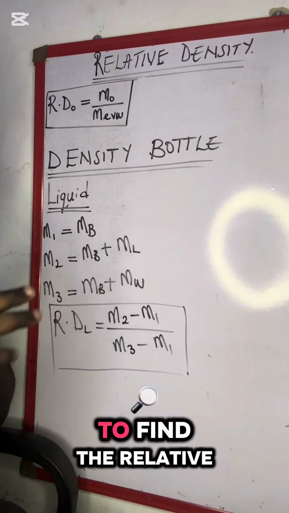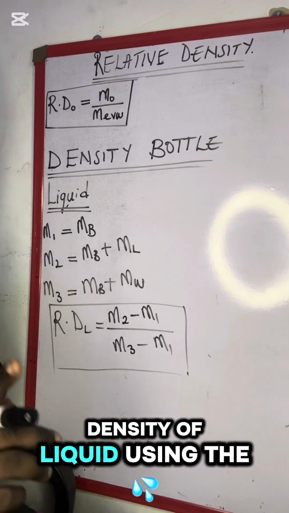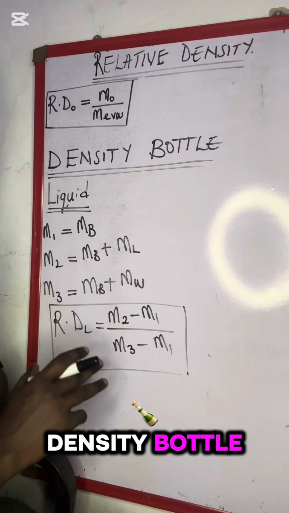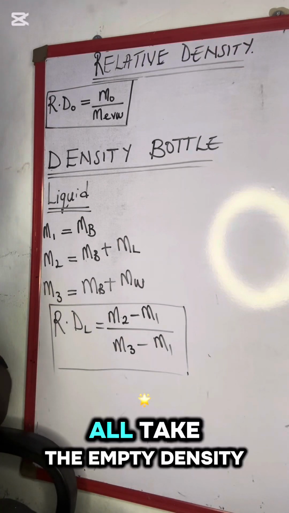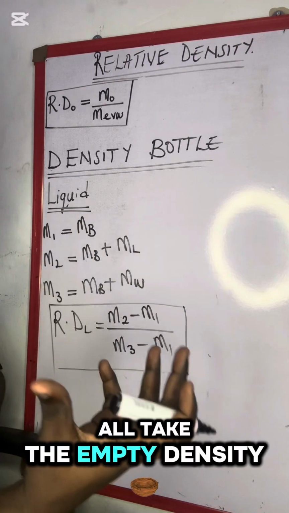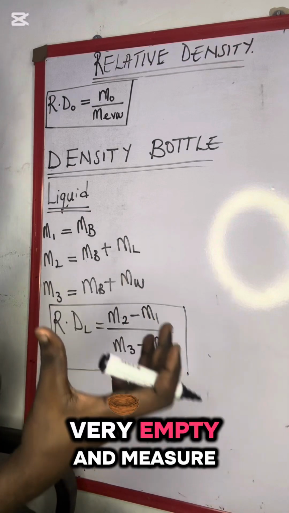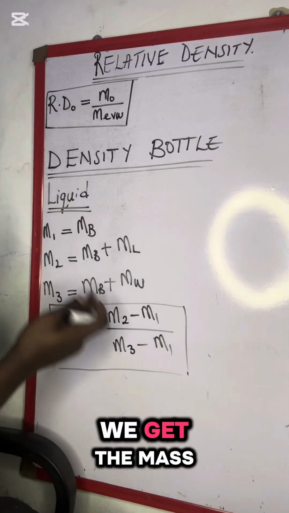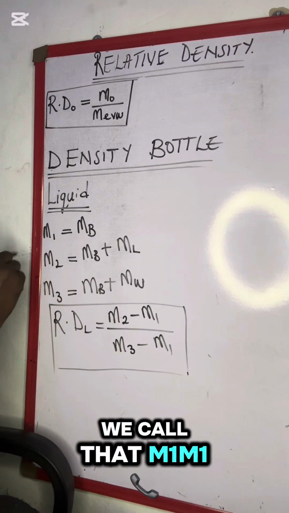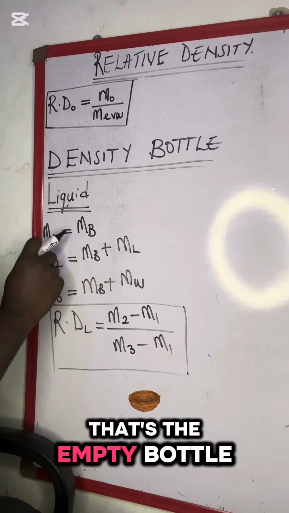Okay, to find the relative density of a liquid using the density bottle, we're going to go through some experiments. And what are the experiments? We're going to first of all take the empty density bottle itself, very empty, and measure its mass either by a beam balance or a chemical balance. We get the mass, we call that M1. M1 is the mass of the empty bottle.